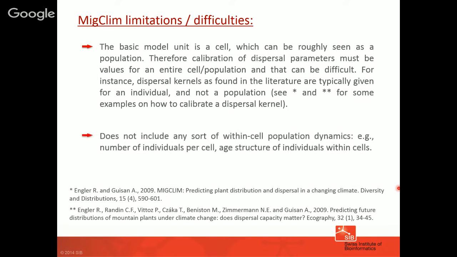And another limitation that is linked to that first one is that in MIGCLIM there is no real within cell population dynamics. So for instance, within a cell we do not keep track of how many individuals we have, or that there might be an age structure within a cell. There are other models, for instance, where they would keep track within a cell of so many individuals in this age class, and so many in that age class. So in MIGCLIM you don't find this sort of population dynamics parameters.